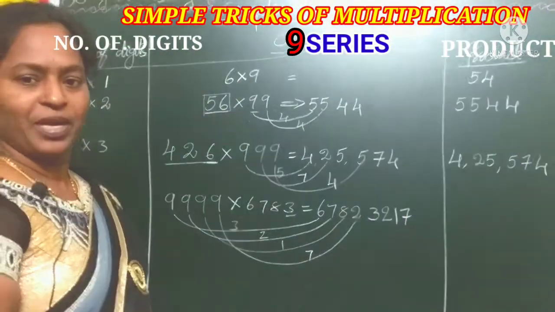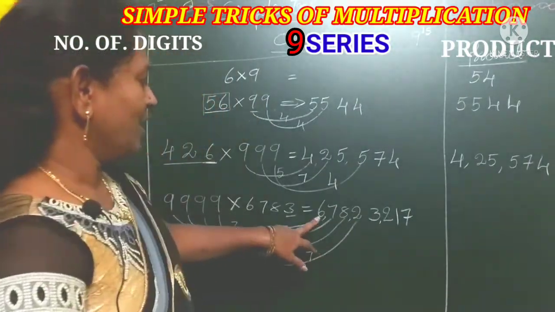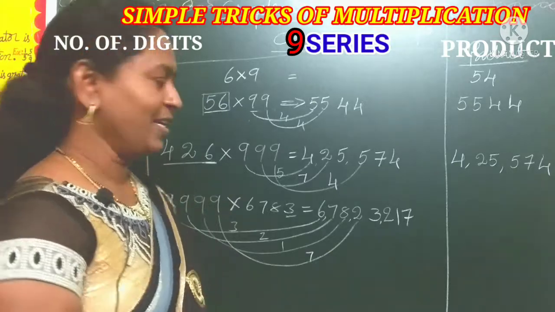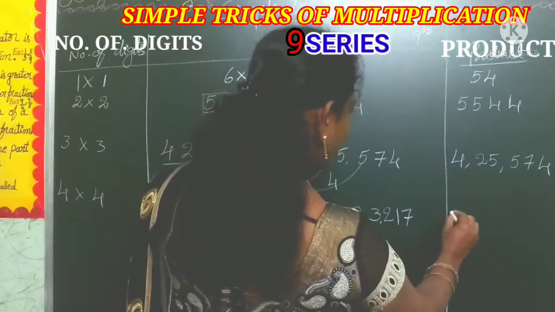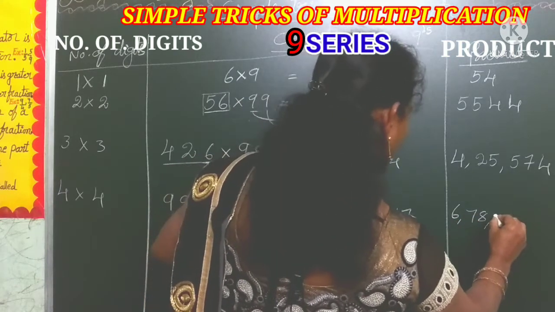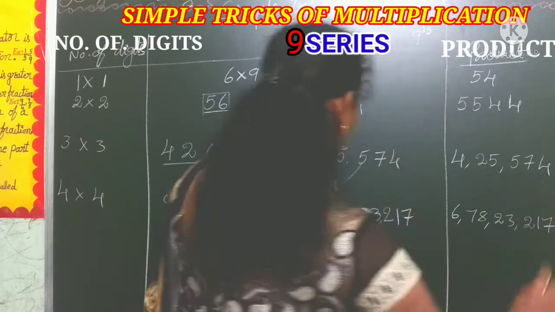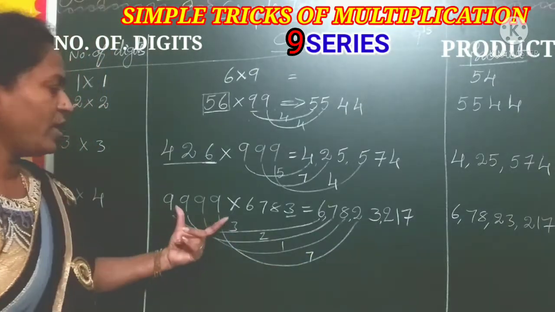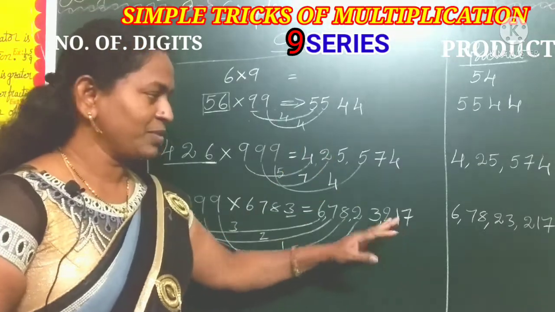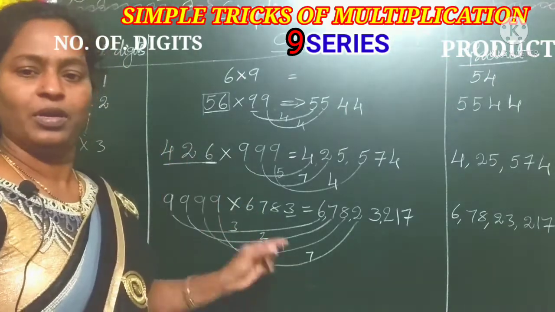So, multiplication is completed. Their product is, see here, 6 crores 78 lakhs 23,217. So, write here their product. 6 crores 78 lakhs 23,217. Okay. See, a 4-digit number also we can say within seconds only. No steps, no multiplication. Directly you have to use here 2 small tricks only.